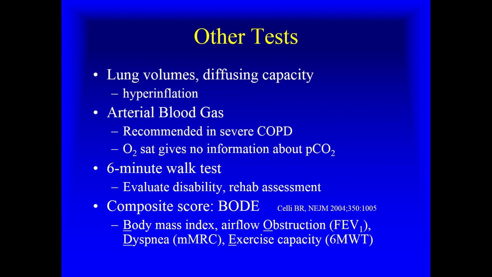After confirmation of COPD with spirometry, there are other tests we can use to assess a COPD patient. Frequently, patients undergo testing of lung volumes and diffusing capacity. The lung volumes help diagnose the hyperinflation, which is one of the pathophysiologic mechanisms in COPD. Measurement of arterial blood gases is recommended in patients with severe COPD. We know that oxygen saturation correlates well with the partial pressure of oxygen on blood gas, but gives no information about the partial pressure of carbon dioxide or CO2 retention on blood gas.